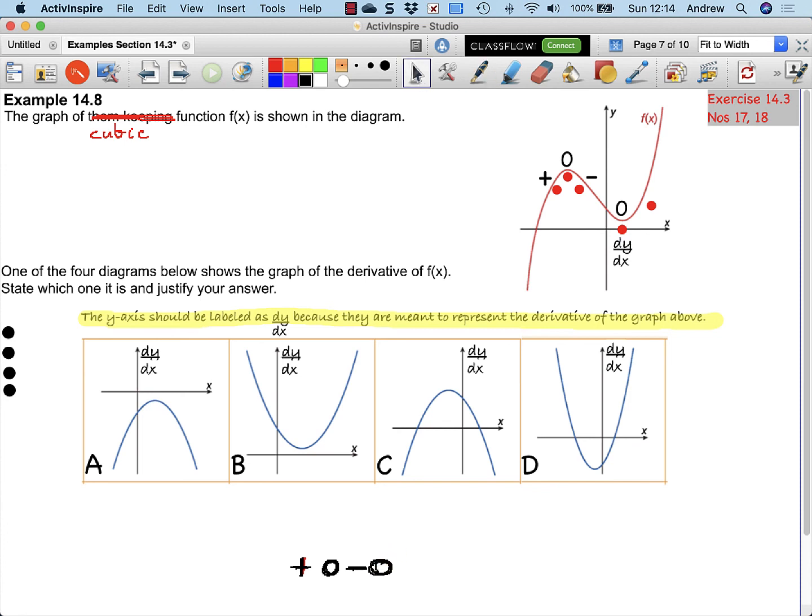And then on the last section of the curve, this curve is going up. Because it's an increasing part of the curve, we know for this part the slope will be positive.